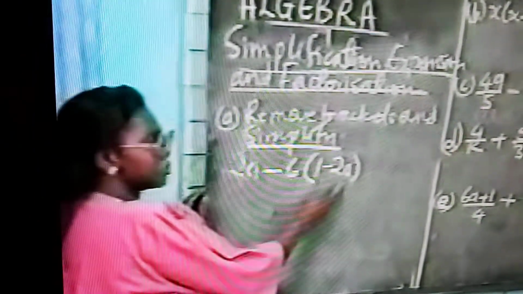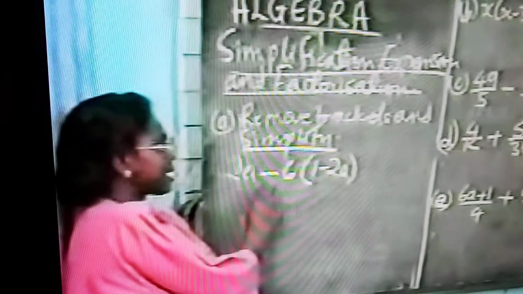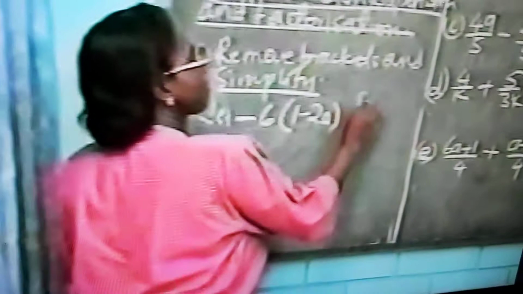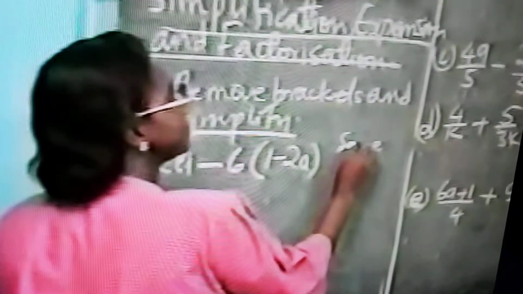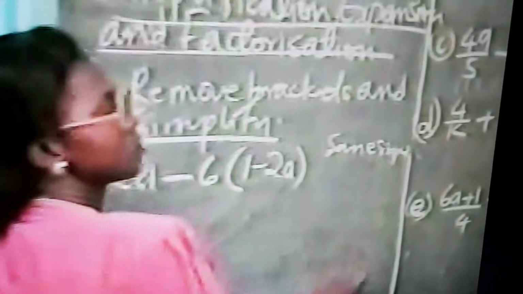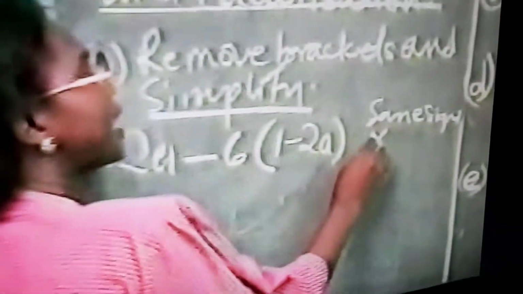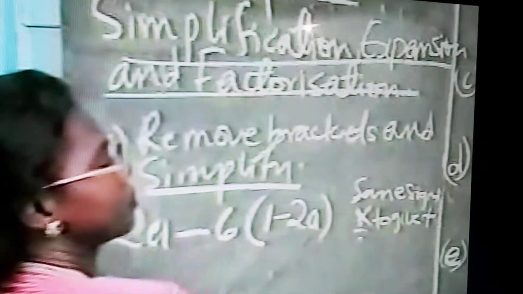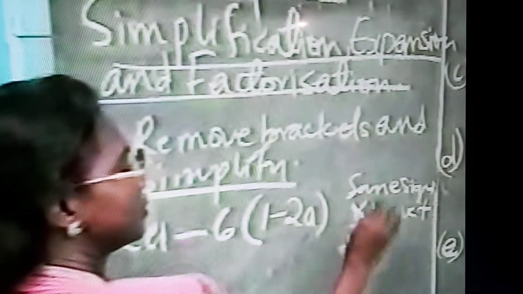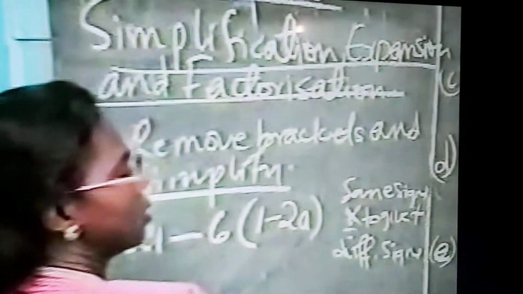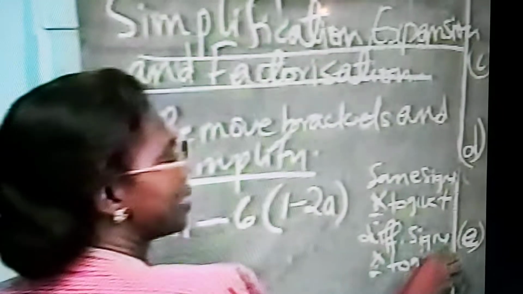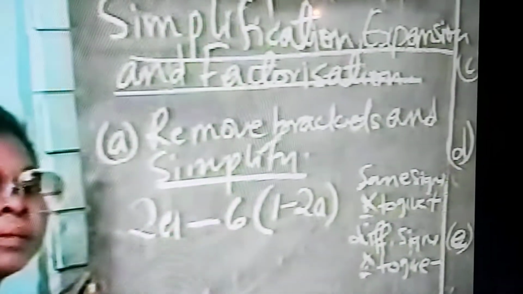So the first problem is to remove the bracket, but there's a negative sign outside the bracket, so remember that same signs, multiply or divide, to give plus, and different signs, again multiply or divide, to give minus. That's all you need to remember.